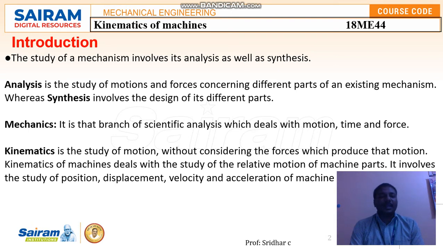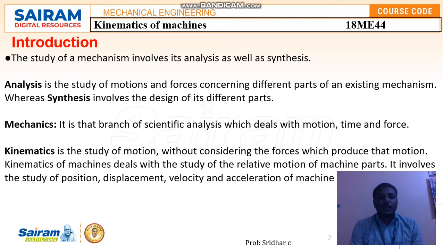Now coming to mechanics. What is mechanics? Mechanics is nothing but a branch of scientific analysis which deals with motion with respect to time and force. Now we'll come to kinematics. What do you mean by kinematics? Kinematics is the study of motion without considering the forces which produce that motion.